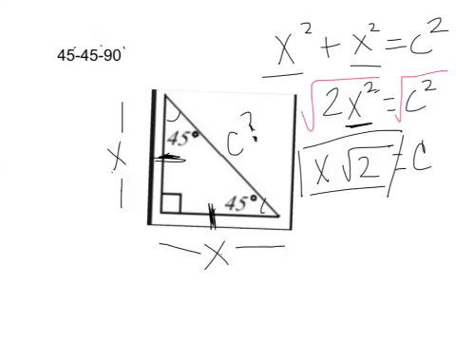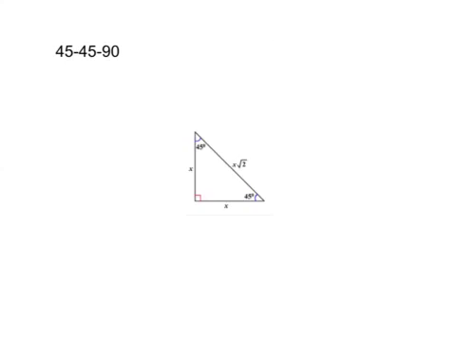So how will this help? A little bit more cleaned up, this is generally the way you'll see the information presented in a 45-45-90 triangle. The legs will be x, and then the hypotenuse is x square root of 2.